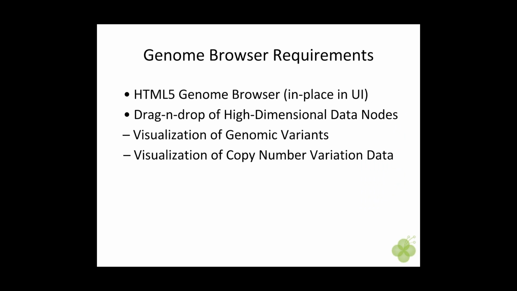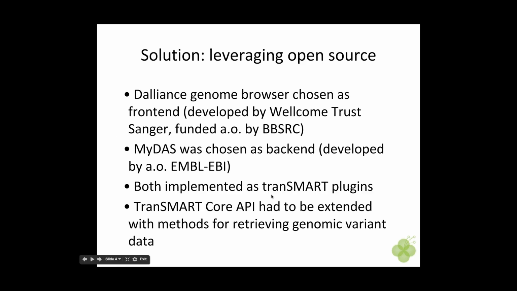Because we wanted to have a genome browser that is in place in the GUI of tranSMART, we wanted to have something that would basically use JavaScript or HTML5 to show it right in the user interface. We wanted to be able to drag in high-dimensional data nodes. And as I said before, genomic variants and copy number variation data. I can imagine that in the future we can also, for example, show protein data, but we don't have that yet.